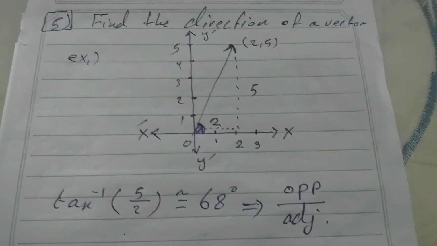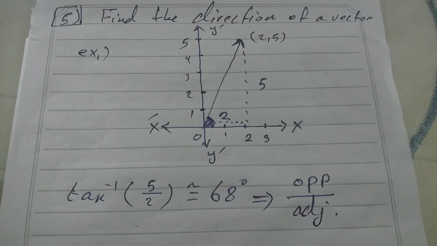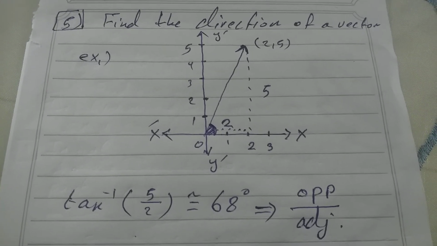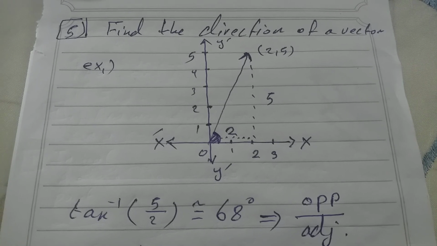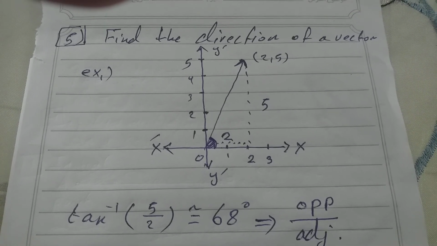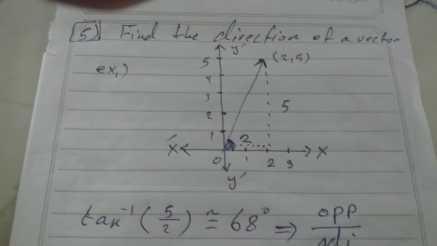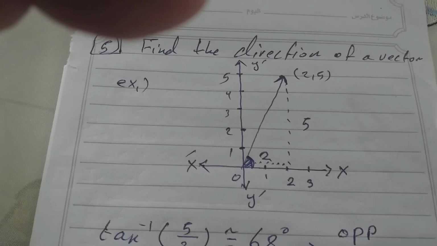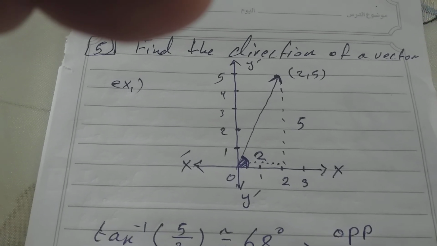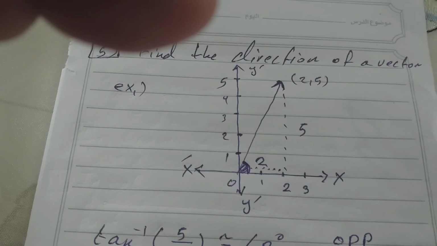Find the direction of a vector. This is point number 5 of part 1. As you see in the figure, I gave you a vector with its initial point, the origin, and its terminal point, 2 with 5. Look at the x-axis. I have 2 units from 0 to 2. And look at the y-axis. I have 5 units. I'm talking about the dashed line.